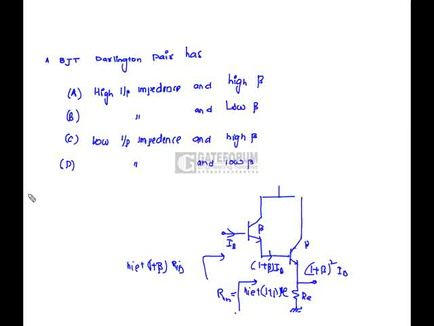Hence, the Darlington pair gives a high input impedance as well as a high current gain, because the output current is 1 plus beta square times IB. Hence, option A is correct.